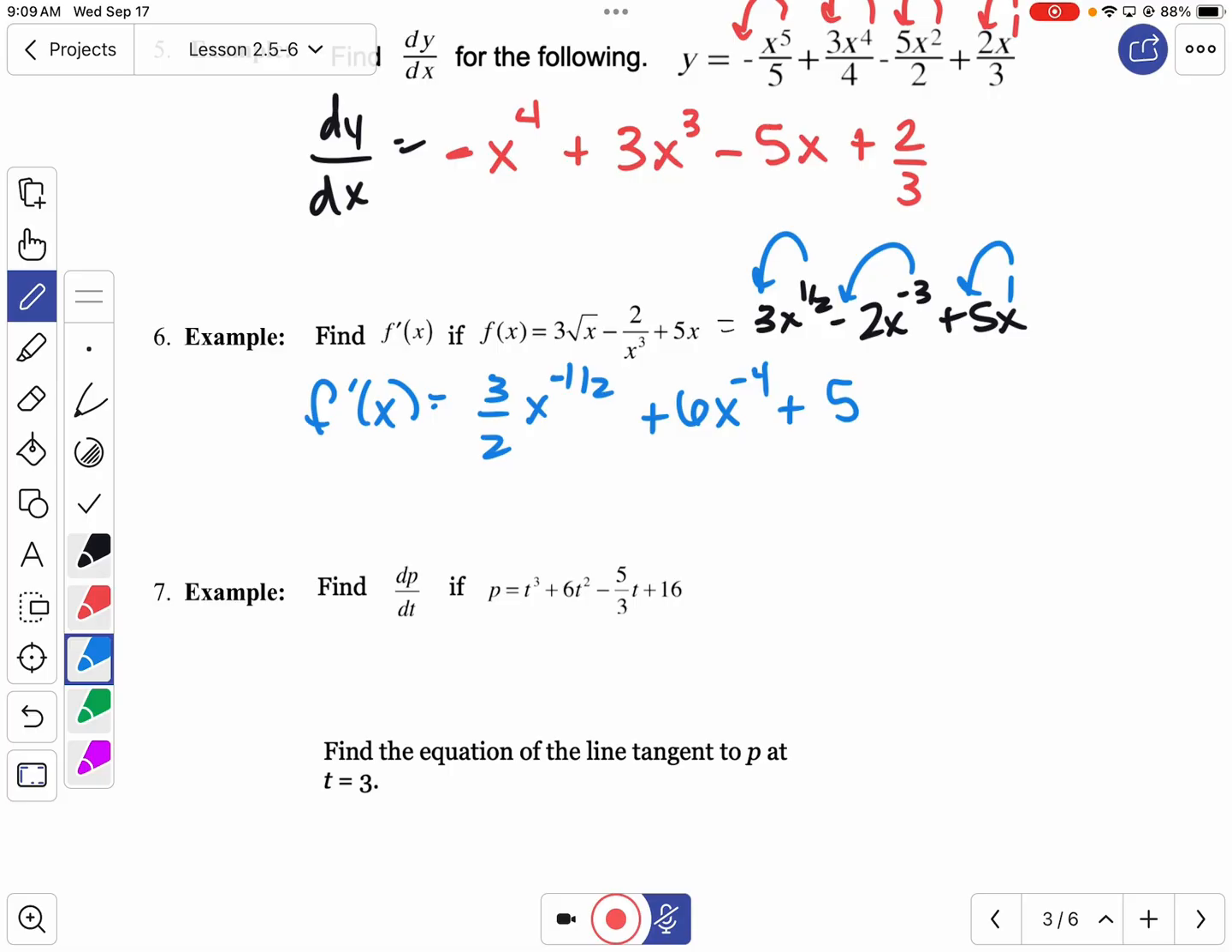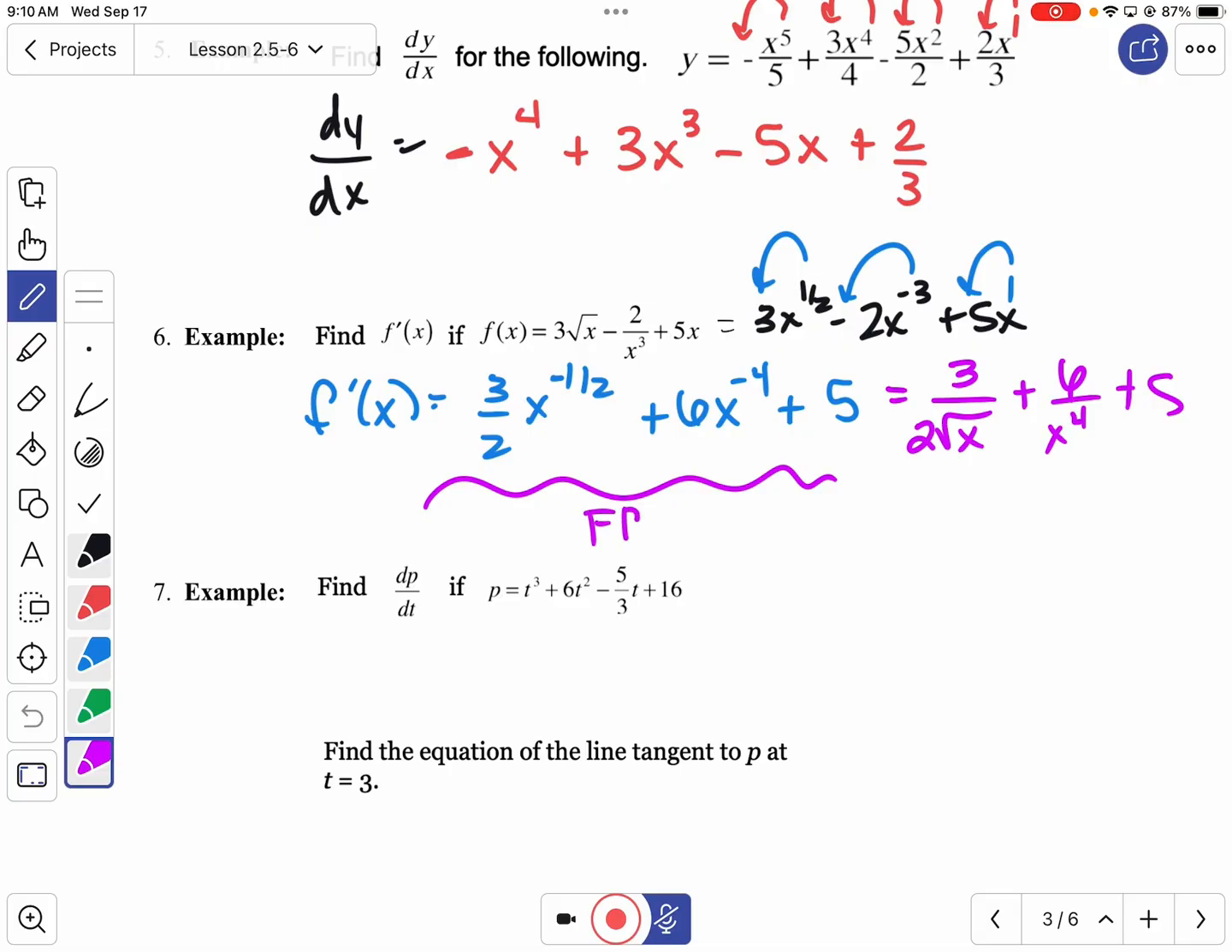Now, typically in math, we don't leave negative exponents, okay? So if this were on a multiple choice question, you might see it just like that, or you might see the answer written as this: 3 over 2 square roots of x plus 6 over x to the 4th plus 5, okay? Free response, they're going to take the first, all right? Multiple choice, they're probably going to simplify it to the second, all right? So just know that you may have to do some simplification, mathematical convention type stuff, okay? You don't have to do it on free response, but they might do it on multiple choice, okay?